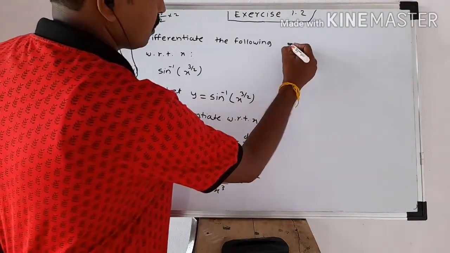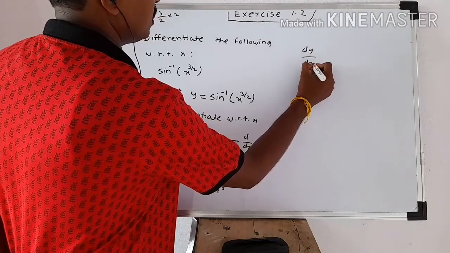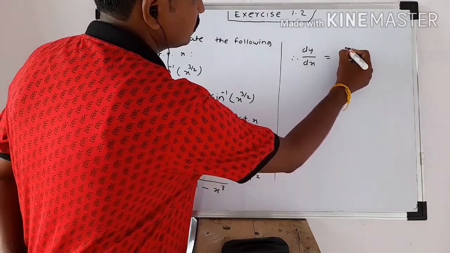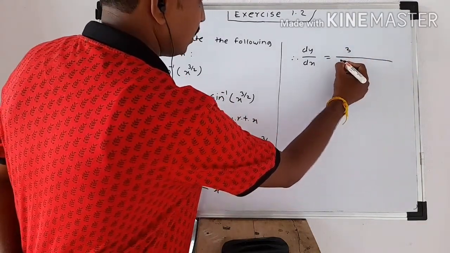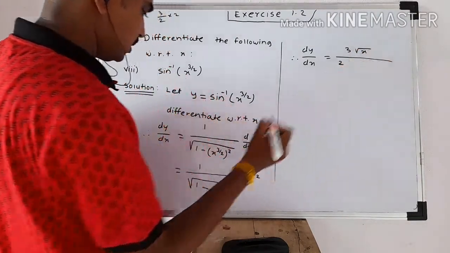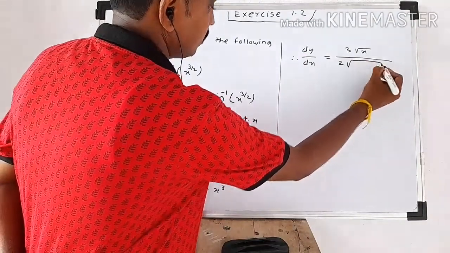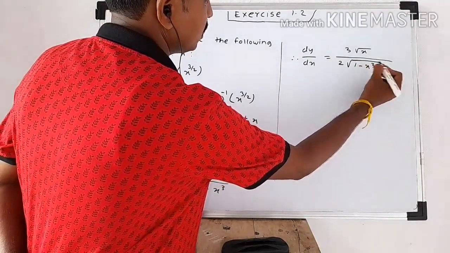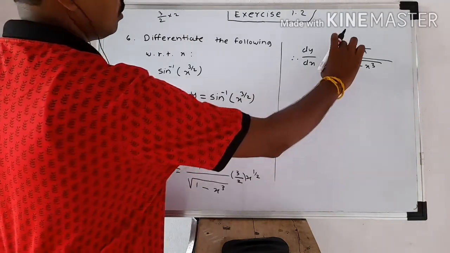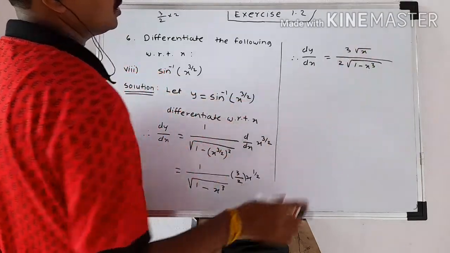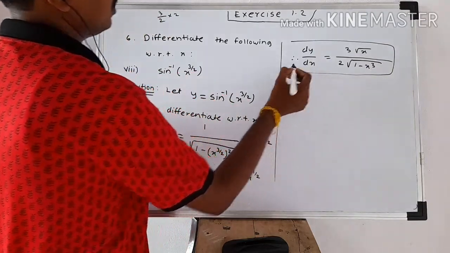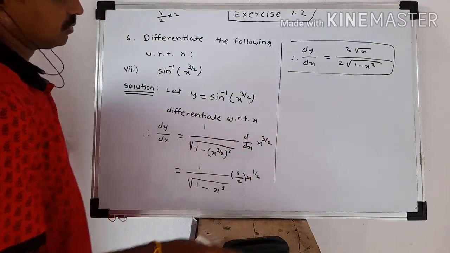Now we can write this answer in simplified form as 3 by 2. Now x raised to 1 by 2 means root x, and the denominator is root of 1 minus x cube. Here 3 by 2 is a multiplication constant, and x raised to 1 by 2 means root x. This will be the required derivative of the 8th example.